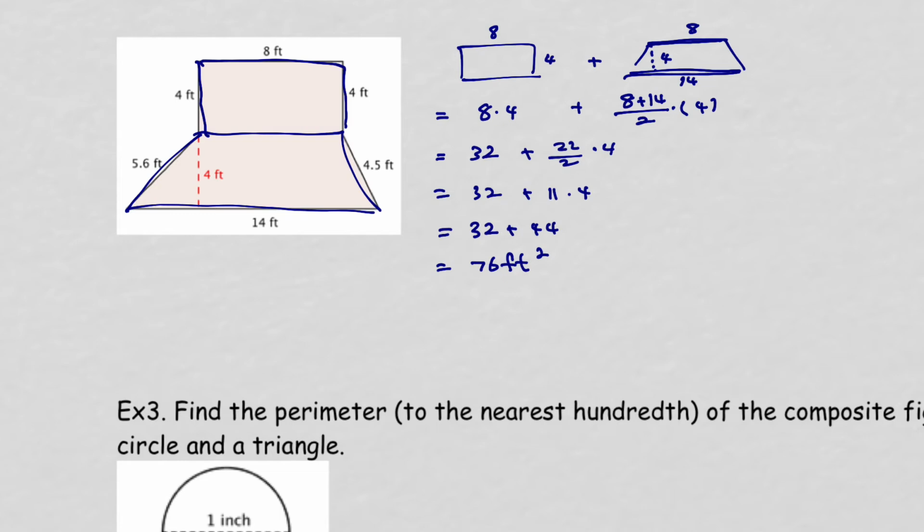Once you find out the area, then you're going to multiply by $3, because it said the mulch costs $3 a square foot. So you're going to multiply by 3. You will end up getting $228 to cover the garden, or her garden.